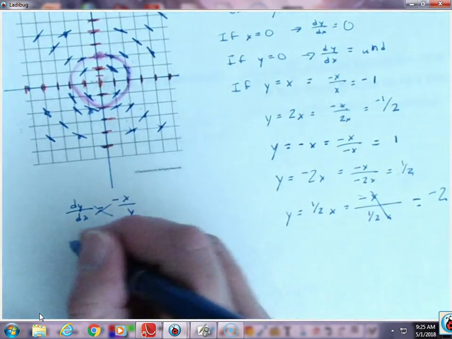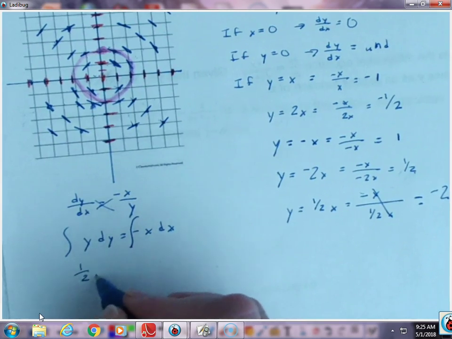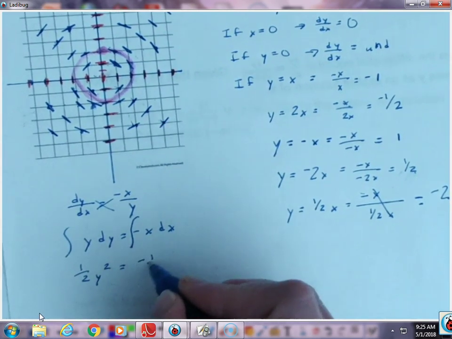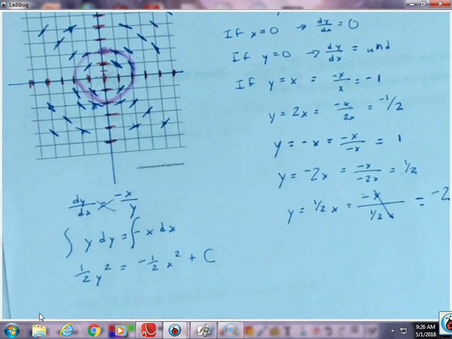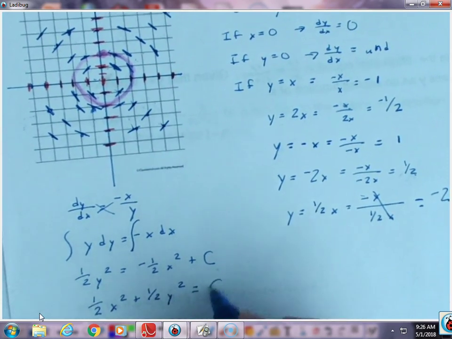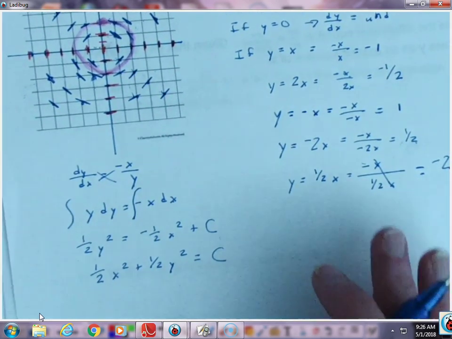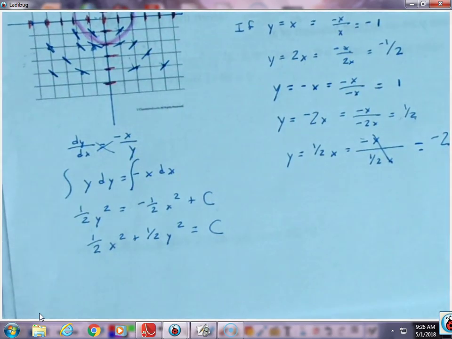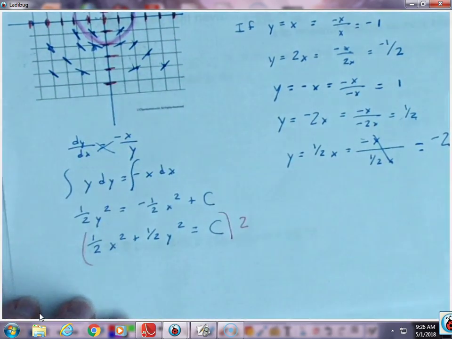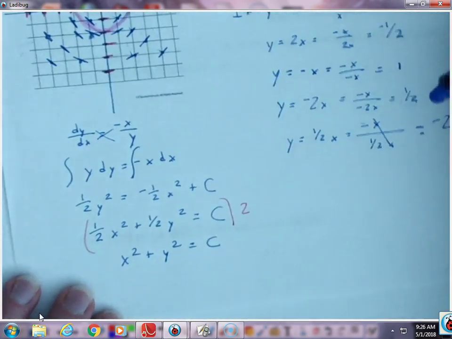Okay, once you have it separated, all you have to do is integrate. So when you integrate y, what are you going to get? And over here. And now a lot of times we solve for y, but because I think this looks like circles, I'm going to get everything on one side. So you have 1/2 x squared plus 1/2 y squared equals c. And I'm actually going to multiply through by 2. So if you multiply through by 2, and if it's just a constant times c, you can let that stay c.